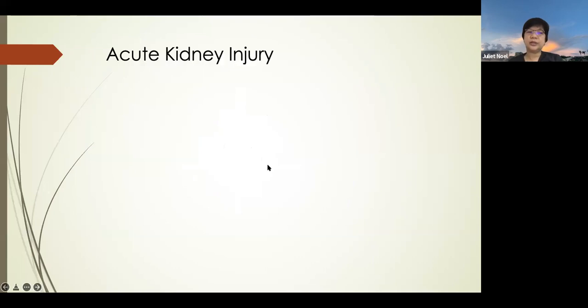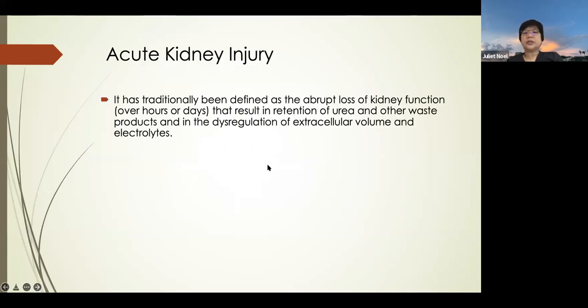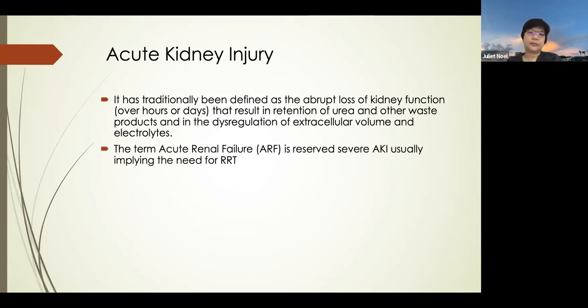So, about acute kidney injury. It has traditionally been defined as an abrupt loss of kidney function over hours or days that results in retention of urea and other waste products, and in dysregulation of extracellular fluid volume. So that's why you will have volume overload and electrolyte imbalance. The term acute renal failure is now reserved for severe acute kidney injury, usually implying the need for renal replacement treatment.